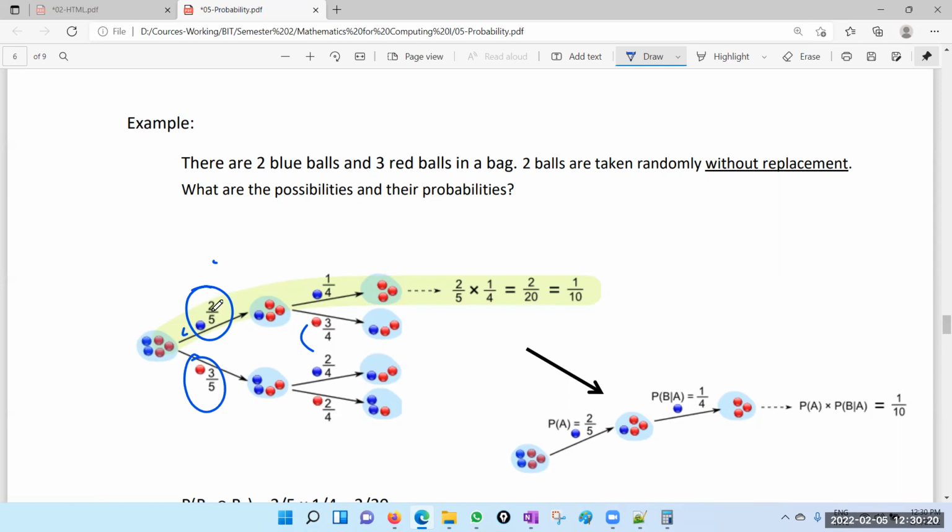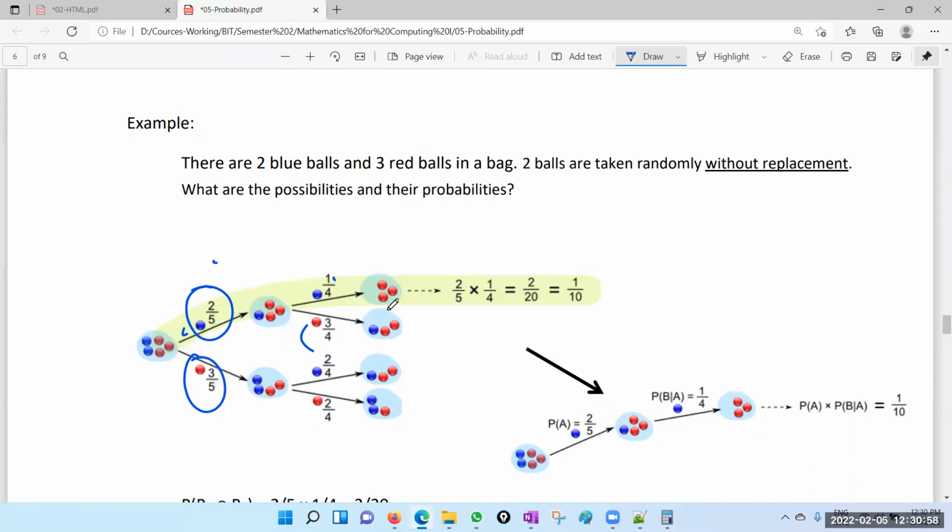Now the second experiment depends on the outcome of the first experiment, because now we have fewer balls, and whether that fewer is blue or red depends on the first outcome. So now getting blue is 1 out of 4 when the first one is blue. Getting red when the first one is blue is 3 out of 4. Here, when the first one is red, getting blue the second time is 2 out of 4, because 2 blue balls are still there, and getting red is 2 out of 4.